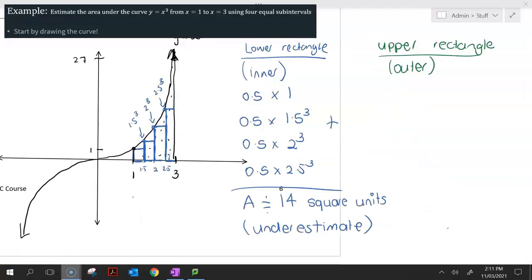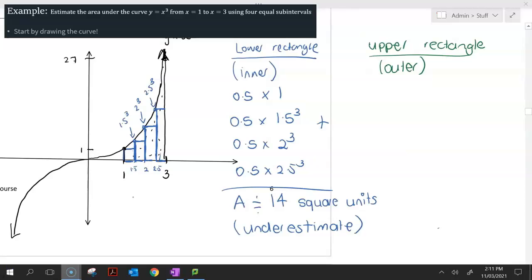Okay, so now for the upper rectangle, we're going to use the second value, i.e. the outer value. So instead of using 1 cubed, I'm going to use 1.5 cubed. And instead of using 1.5 cubed, I'm going to use the 2 cubed, then the 2.5 cubed, and finally the 3 cubed. So we'll write that out. We still have 0.5 wide.